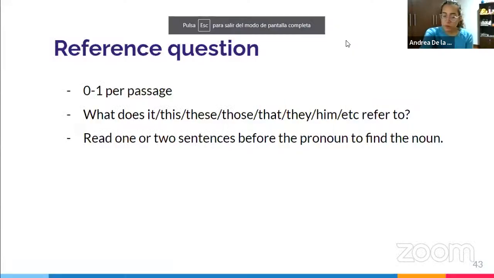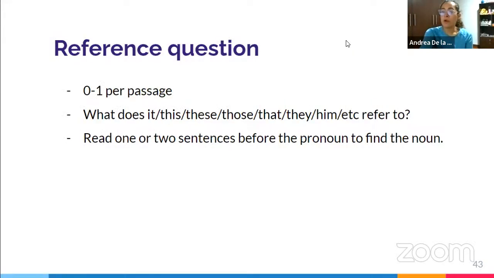So reference questions basically ask you what a certain pronoun refers to. Pronouns are basically words that take the place of a noun. And nouns are pretty much the names of anything. So the names of ideas, the name of a concept, the name of a city, the name of a person, the name of an animal, the name of a group of people. Everything that we name is a noun. And pronouns are the words that replace those nouns.